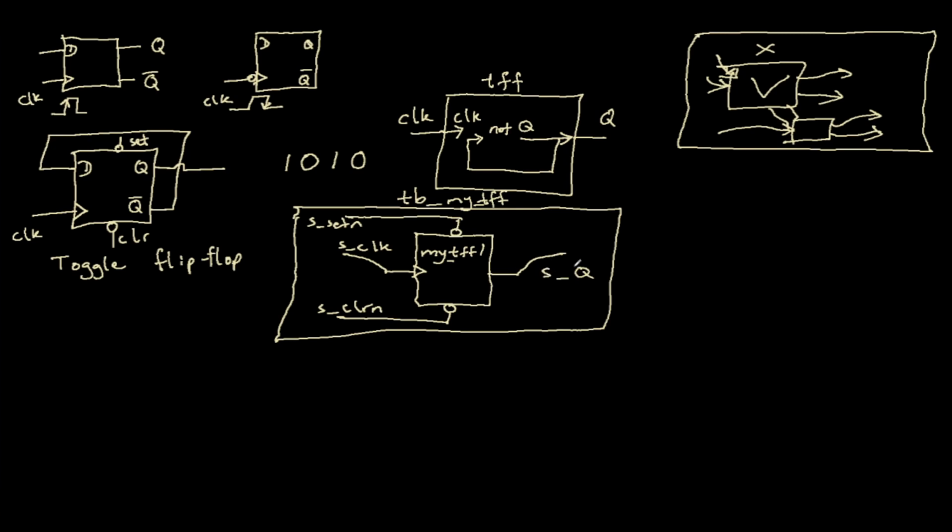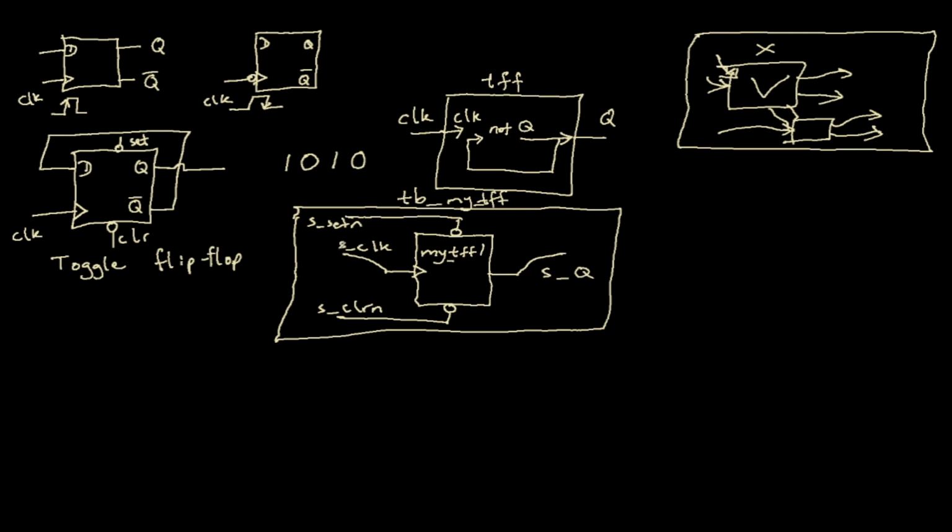I think that's it for the planning phase. We know all the various things we need. We need to have an entity called TB_my_TFF. I need to bring in a component, my TFF, into that entity. I need to have 4 signals: S_clock, S_set_n, S_clear_n, and S_Q.